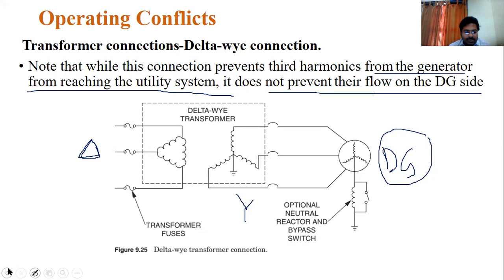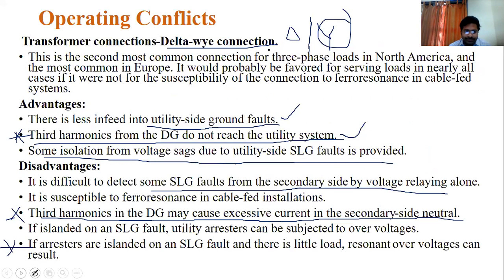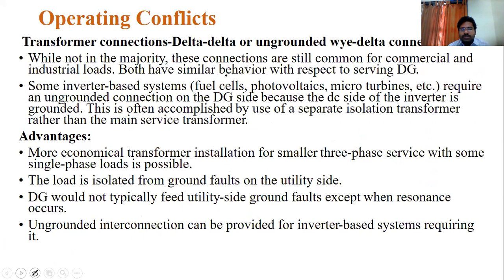Now see this at DG. The first one is the grounded YY connection also. This also. What is the drawback of the system? What is the main drawback? For synchronous machine type of DG, it is not suitable. So that's why we are coming to the delta to Y connection. In this connection also there are some problems while considering DG as a synchronous machine. Okay, what is the third category of connection? That one is the delta to delta connection.